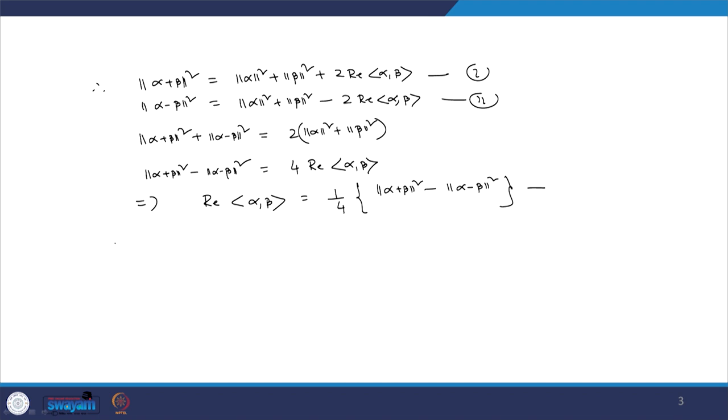We also know the inner product of alpha beta is equal to the real part of the inner product of alpha beta plus i times the real part of the inner product of alpha and i beta.